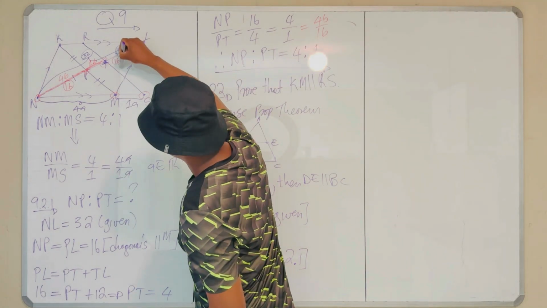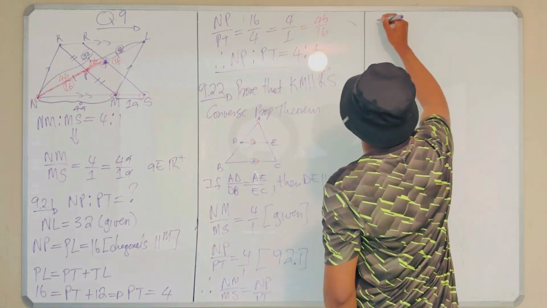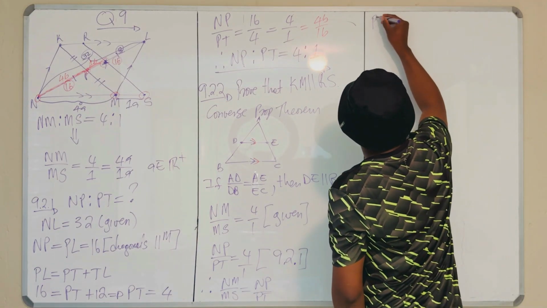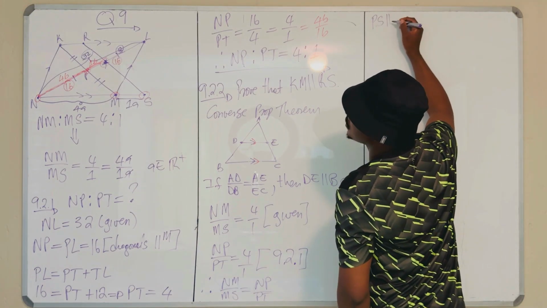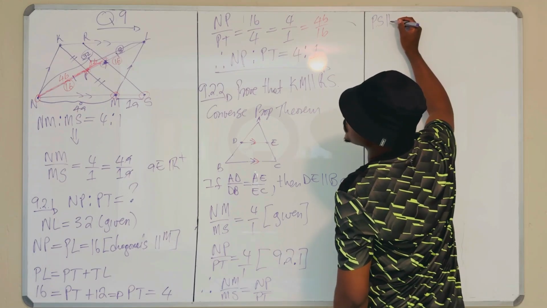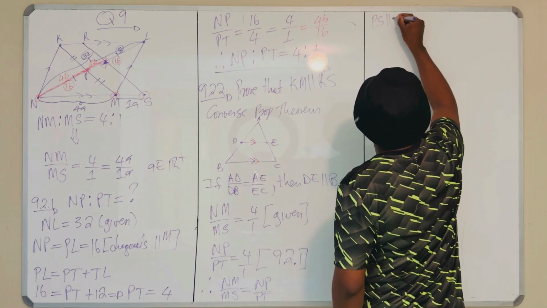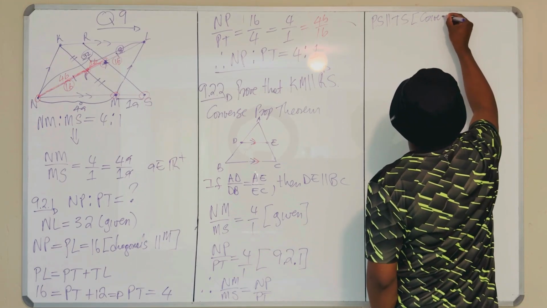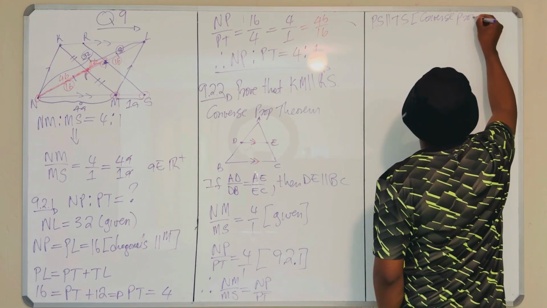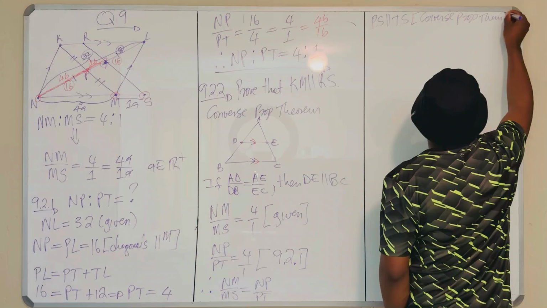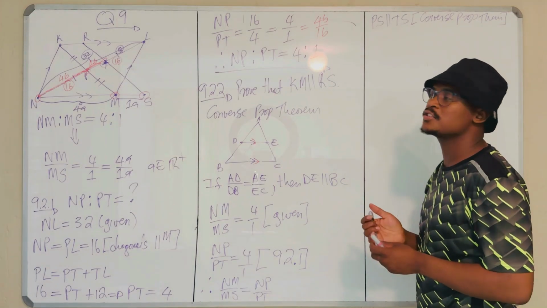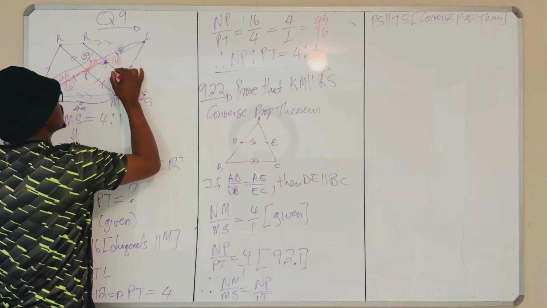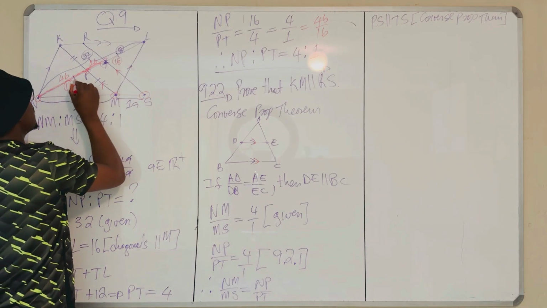This tells us that this is parallel to that, which means your PS is parallel to TS. Why? Because of the converse of the proportionality theorem. Because of the converse of the proportionality theorem, this line over here is parallel to this line. I'm looking at this triangle over here.